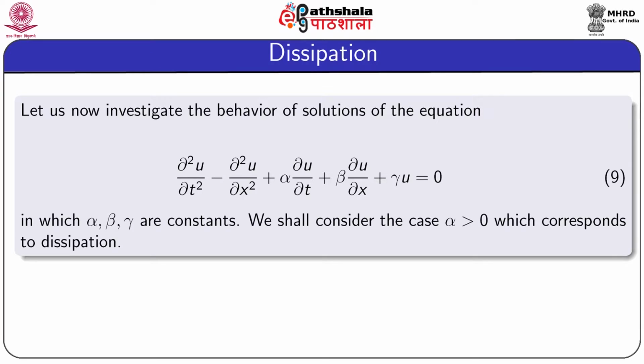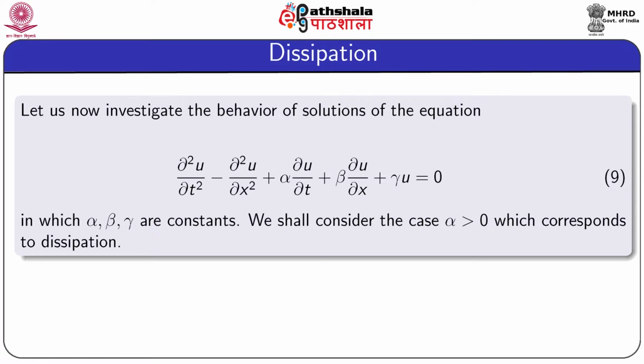In this section, I shall discuss the dissipation process taking an example of the wave equation. And in the wave equation, we shall relate the term which is responsible for dissipation. Now, we are going to the slide presentation. To explain the phenomenon of dissipation, we take the homogeneous part of equation 1 which is written in equation 9.